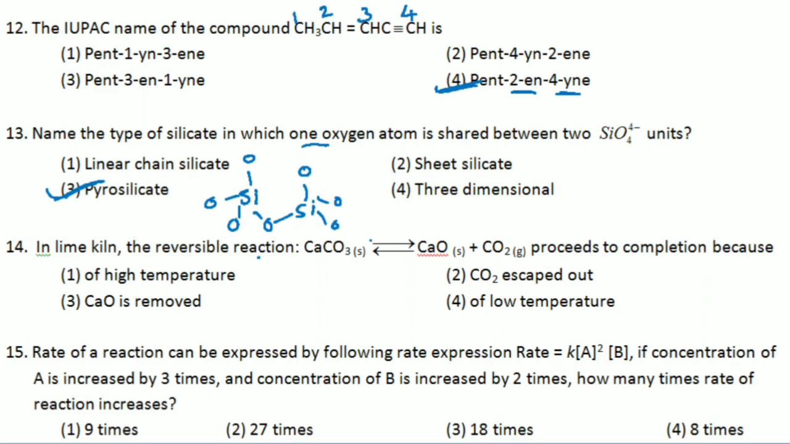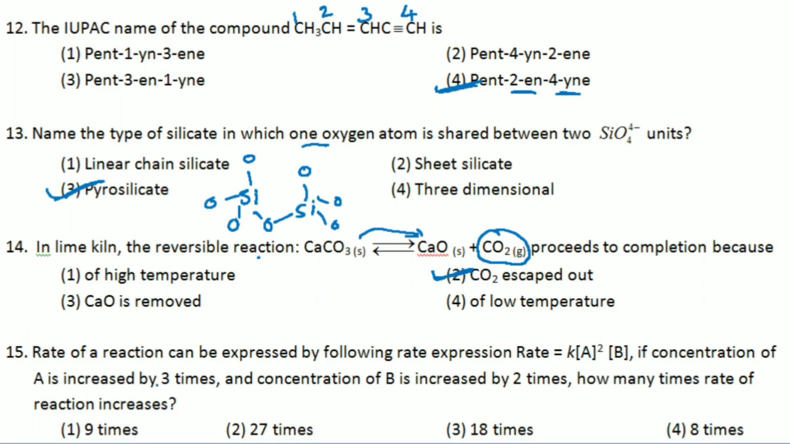14th, in a lime kiln, the reversible reaction CaCO3 giving CaO and CO2 proceeds to completion, because this is a reversible reaction. Remember, according to Le Chatelier's principle, as we remove the product formed as soon as possible, the reaction will move towards the product side. Product removal is very easy for CO2 because CO2 is a gas which escapes out, so the equilibrium shifts towards the right side. The answer for this question is 14. So in this particular case, remember 14th question answer is 2. CO2 escapes out.